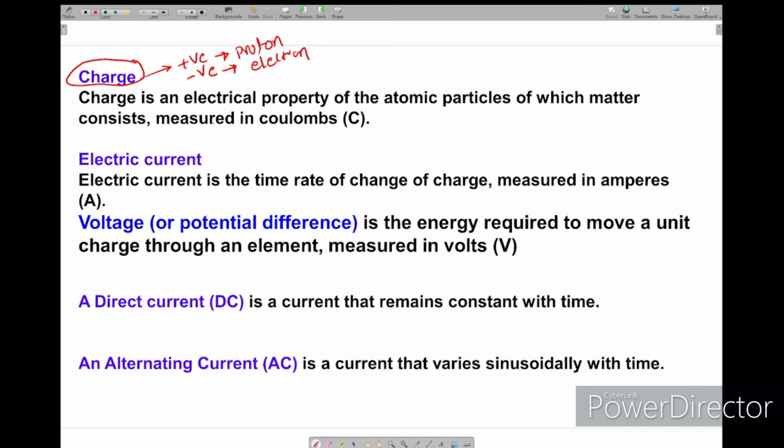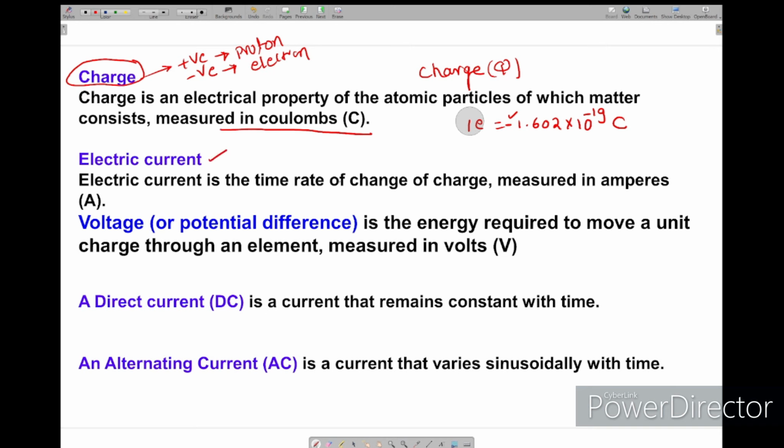The unit of charge is coulombs, and this charge is represented by Q. One electron will have 1.602 into 10 power minus 19 coulombs. And the value for an electron will be negative, because the charge of an electron is negative. So the next quantity is electrical current.